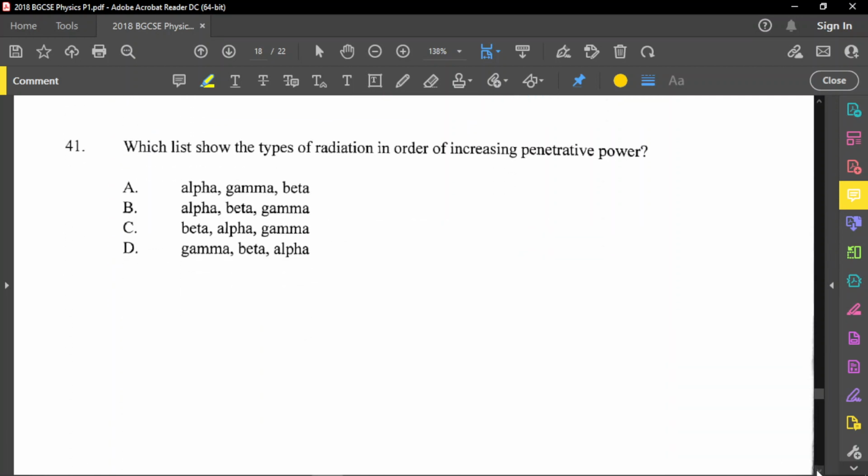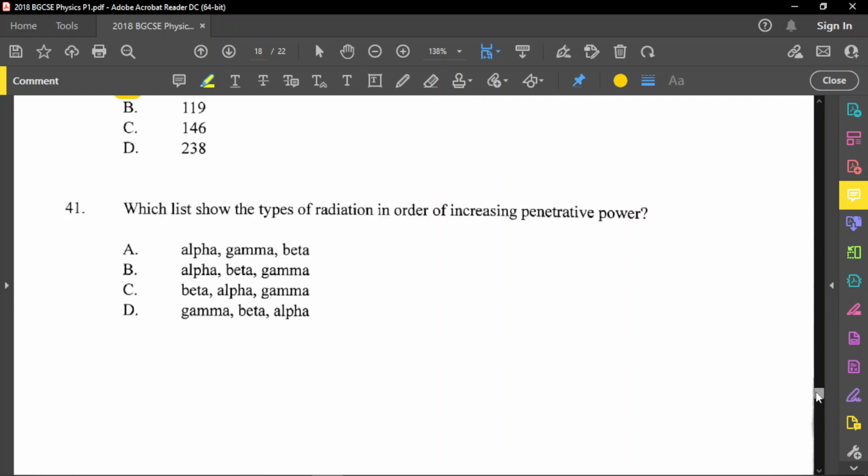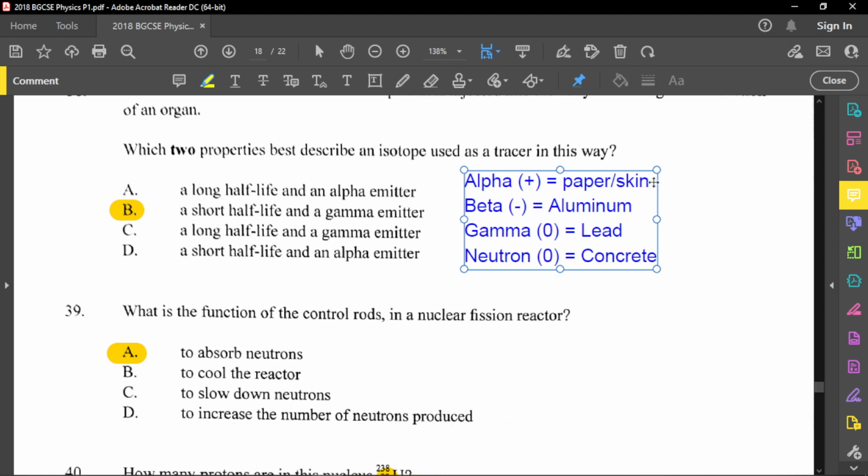Now, question number 41: which list shows the types of radiation in order of increasing penetration. I talked about this before on another question, I don't remember which, but I think question 30-something. I gave a mnemonic to remember the electromagnetic wave order. But now we're talking about penetrating power, so I'm actually mixing up my information here. The one I gave earlier was for the electromagnetic waves, but this one here is different.